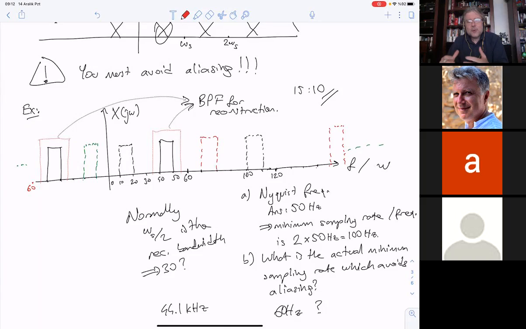And there's also one final remark that I would like to make. All the analysis that we have seen is for sampling with a uniform period, okay? The period of the impulse train or the frequency of the impulse train does not change.